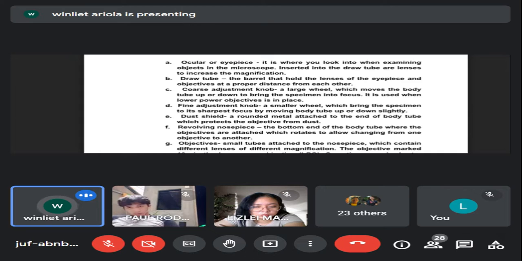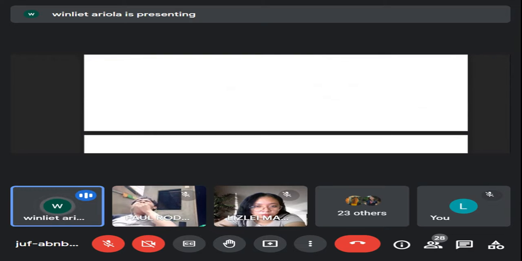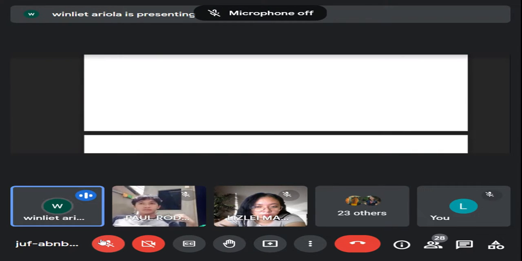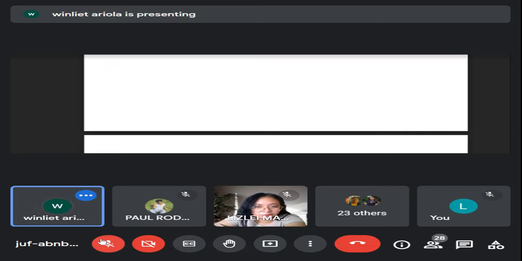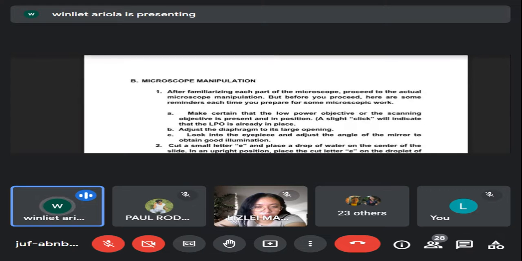I want you to be familiar with it, ha? Okay, so di ba I asked you last time to identify the different parts, no? Yung may binigay akong picture ng microscope and then I asked each group to label the different parts. Okay, so dapat alam rin yun. Kasi baka lang lalabas. Baka lang.